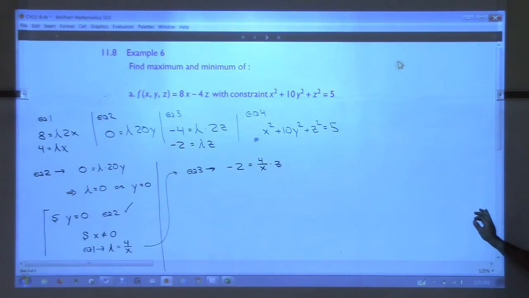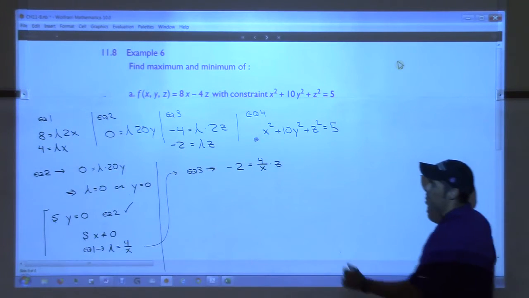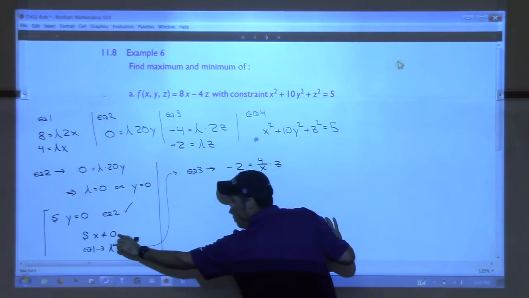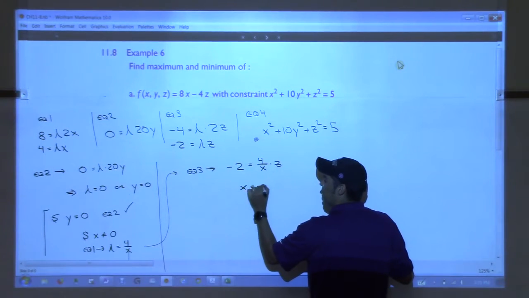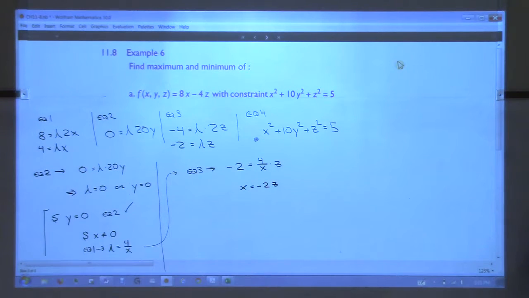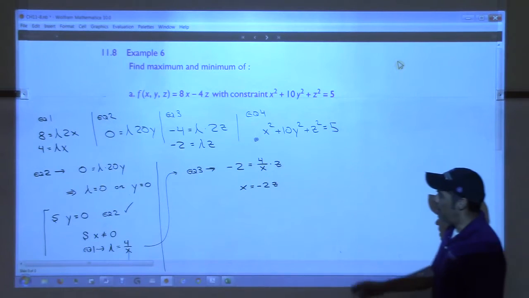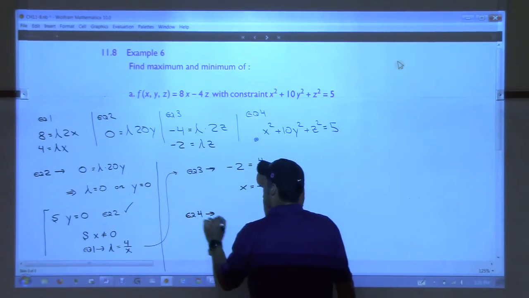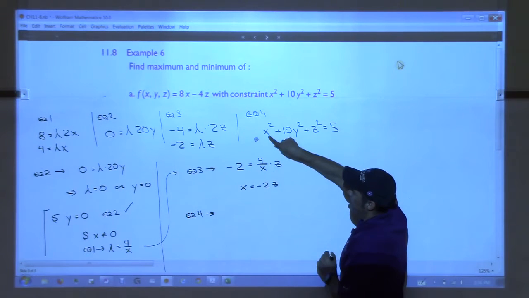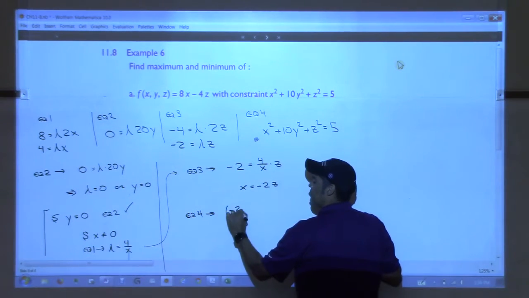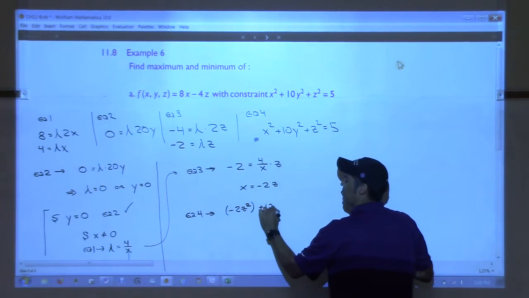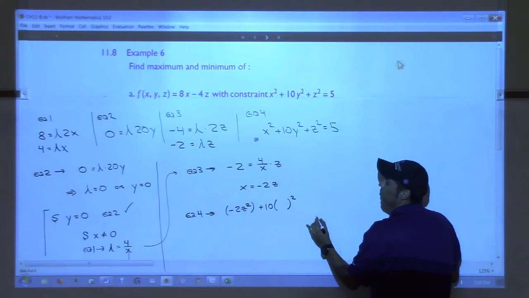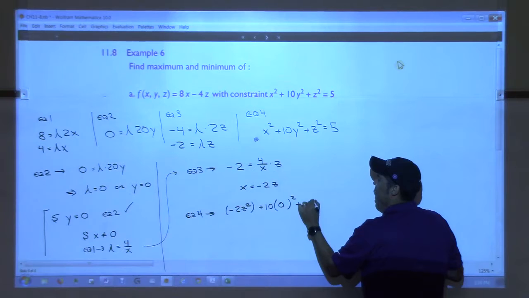And I can solve this. I can get a relationship between x and z now. So multiply both sides by x, which I don't have to worry about because I'm saying x is not 0. Solving this for x, I believe we get negative 2z. Multiply both sides by x, divide both sides by negative 2. And this should now let me work with equation 4, because I have a relationship between x and z, and I know what y is. So equation 4 is going to be x squared, let's replace x with negative 2z, so negative 2z squared plus 10 times y squared, what's y? 0, and then plus z squared equals 5.